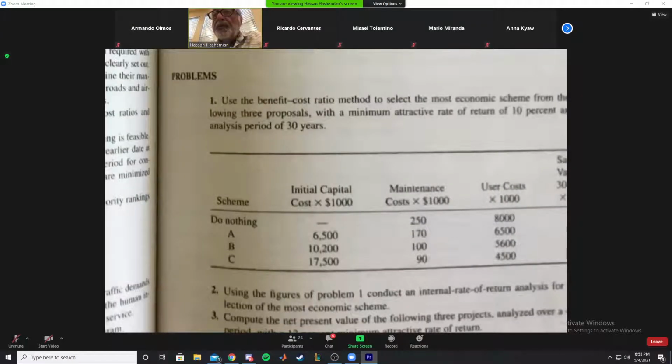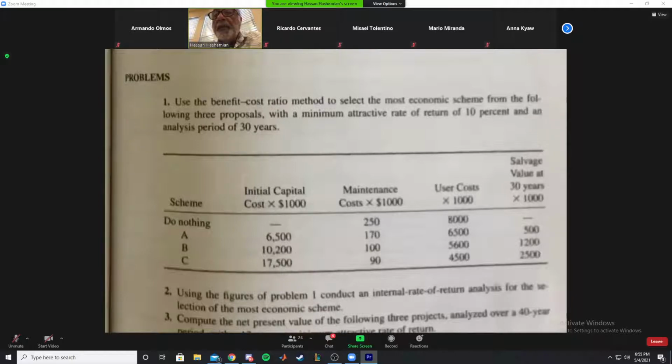Okay. In this problem here, they said use the benefit cost ratio method to select the most economic scheme from the following three proposals with the minimum attractive rate of return of 10%. They gave you 10% as the interest rate, 30-year analysis. First of all, it's for 30 years. So all the alternatives are for the 30 years, so we don't have to do anything with regard to the duplication of periods and so on.